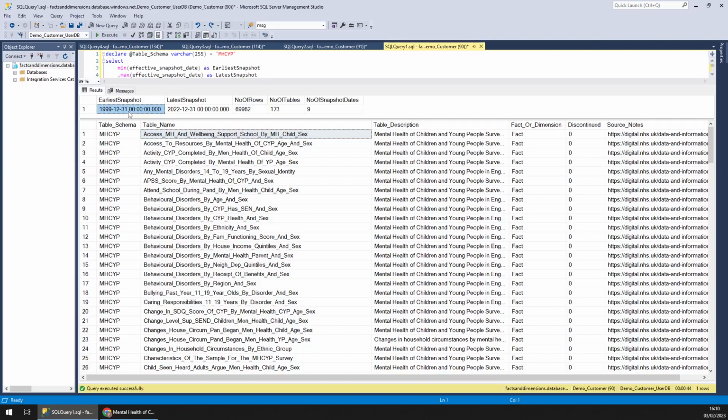We've got data going back to 1999 up to the year just gone, and if any more data comes out for this schema, then it will get added to this schema straight away. 70,000 rows over 173 tables.